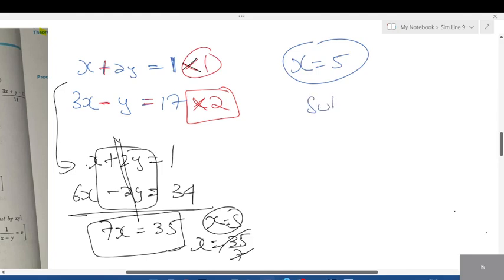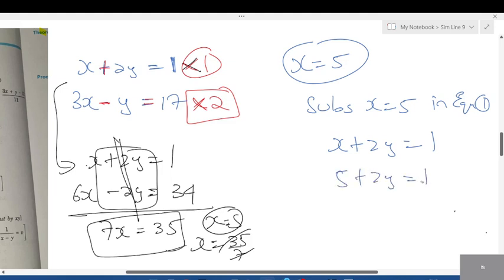So, what you'll do is substitute x is equal to 5 in any one equation. Which equation shall we take? Equation 1. Take the first equation. x plus 2y is equal to 1. 5 plus 2y is equal to 1. 5 goes to the other side. 2y is equal to 1 minus 5. 1 minus 5 is minus 4. Divide by 2. Are we getting the same answer?